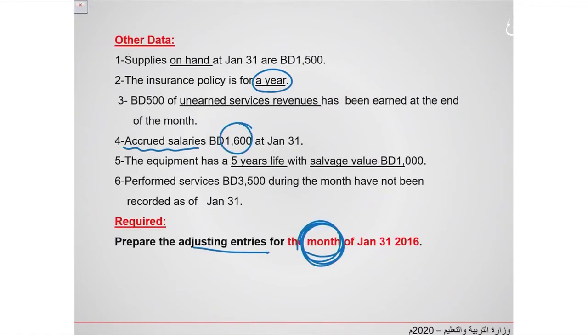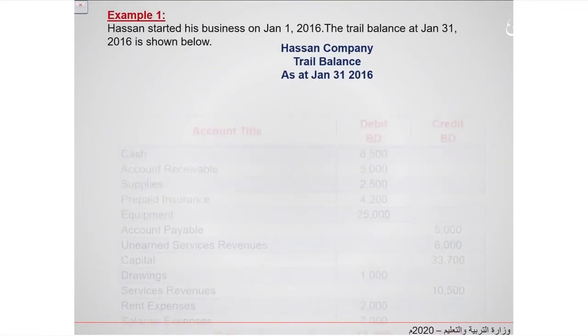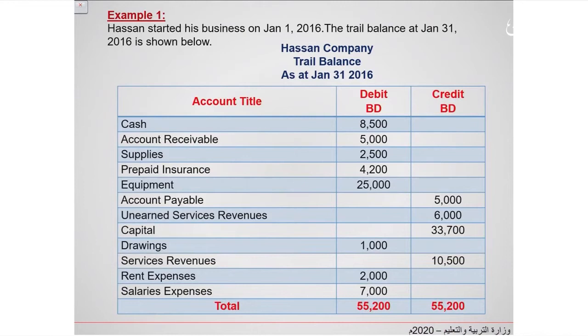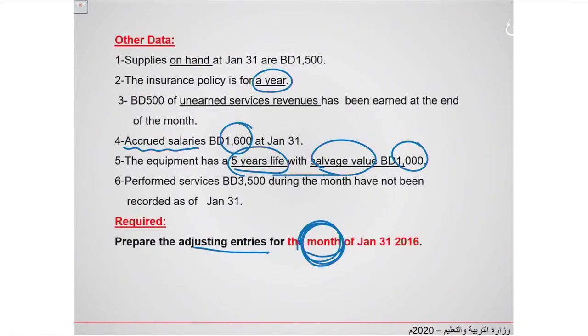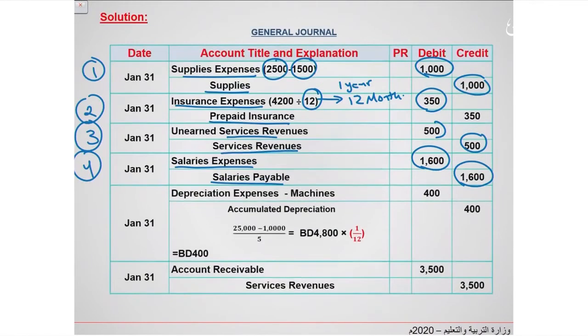The equipment has a 5 years life and salvage value is 1,000. So go back to the straight line you have mentioned for the rules. For the equipment, I will take the amount for the equipment. So here mentioned the cost for the equipment 25,000. And salvage value, I will subtract salvage value 1,000 over 5 years. See?